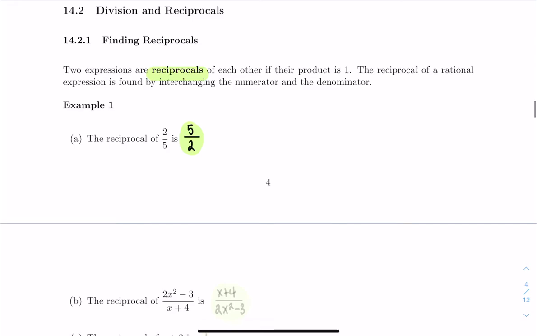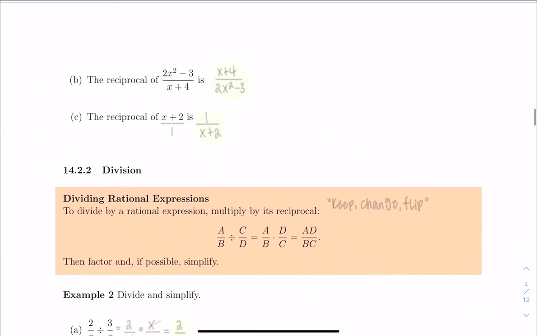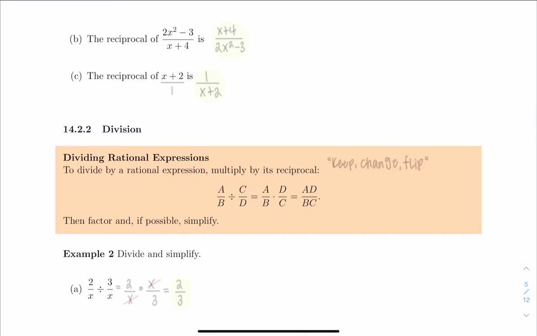The reciprocal of 2x squared minus 3 over x plus 4 is just x plus 4 all over 2x squared minus 3. And this last one's a little bit more tricky. If there is no distinct denominator, remember that we can always write these things with a denominator of 1. And so the reciprocal would just be 1 over x plus 2.